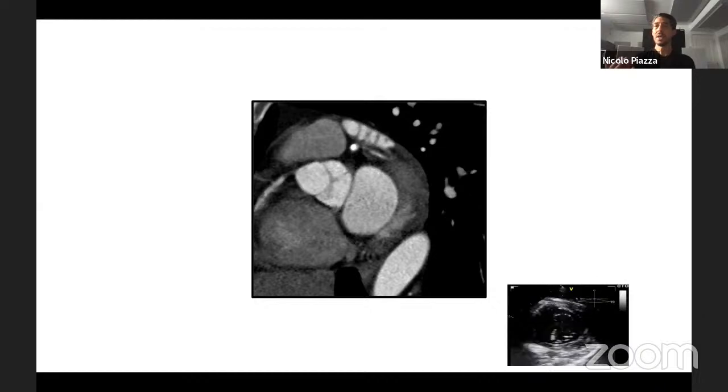Because when you do it on echo, when you do it on fluoro, you don't see where your target structure is. We don't see the mitral valve on the bicaval echo view. No. So we tend to forget where it was located and why we're doing what we're doing.